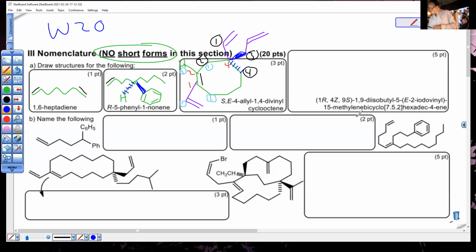Beautiful. Bicyclo 7.5.2. You do your 2 dots. Seems like we have a nice wide box here. We don't even have boxes on your exams. There's the 2 dots. Need 7 carbons between the dots. That's what the 7 means. 1, 2, 3, 4, 5, 6, 7. Need 5 between the dots.